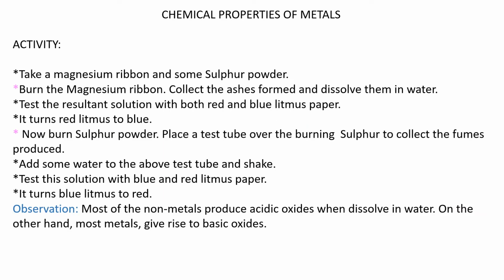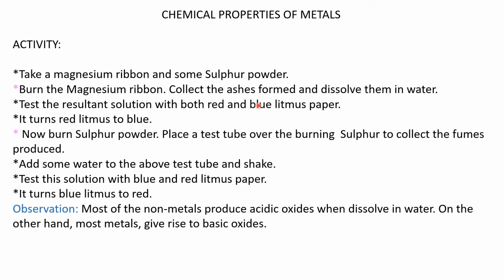Now let us learn the chemical properties of metals through activities. The first activity is take a magnesium ribbon and some sulfur powder. Burn the magnesium ribbon, collect the ashes formed and dissolve them in water. So here in this activity you have to take a magnesium ribbon which is white in color and sulfur powder which is yellow color. Burn the magnesium ribbon, collect the ashes formed and dissolve them in water.